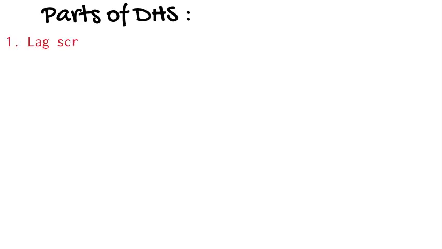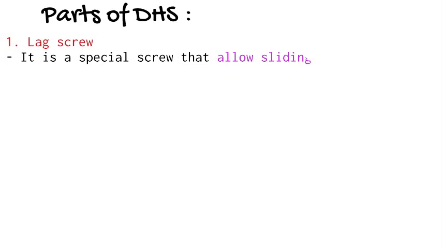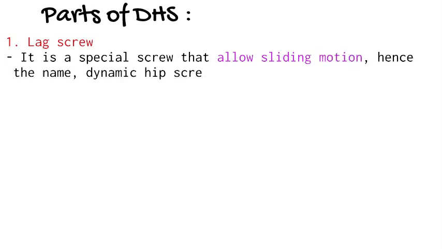The parts of dynamic hip screw. Number 1. Leg screw. It is a special screw that allows sliding motion, hence the name dynamic hip screw or sliding hip screw.